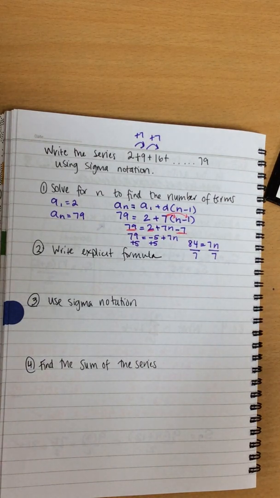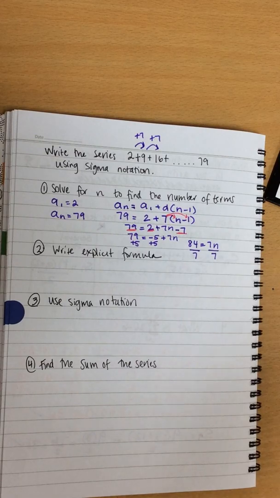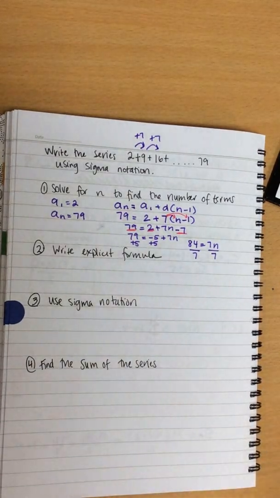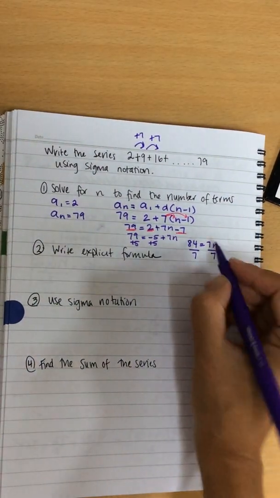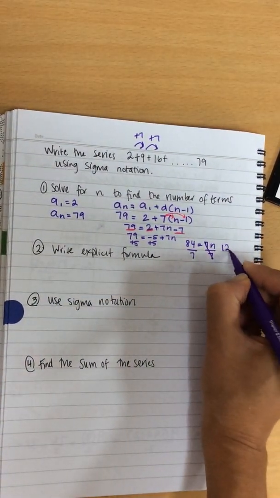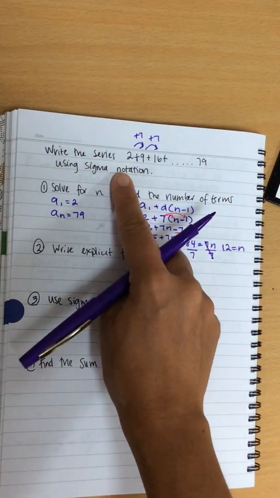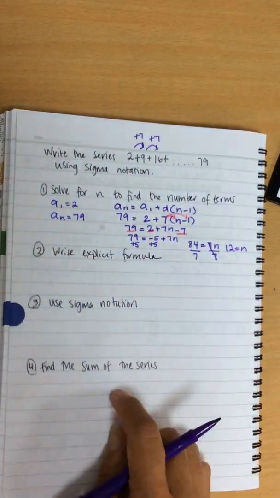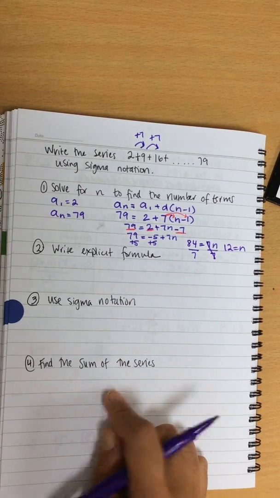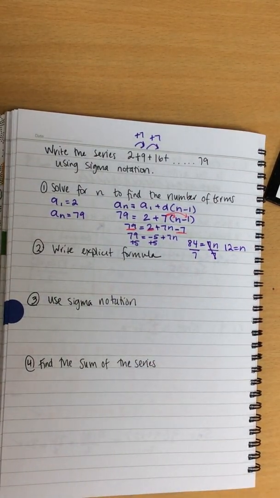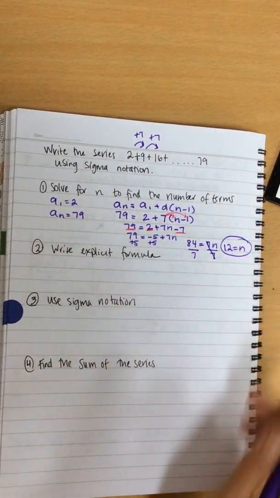I feel like I just made a mistake. You guys get to see my mistakes on the live on YouTube. 84 divided by 7. Oh no, that's right. Okay, so 84 divided by 7, that cancels out, and 12 equals n. So I know that there are 12 terms here. Here's the first one, and here's the 12th term. I just didn't know my division facts. I thought I had a decimal there for a second. Okay, so we know that there are 12 terms.